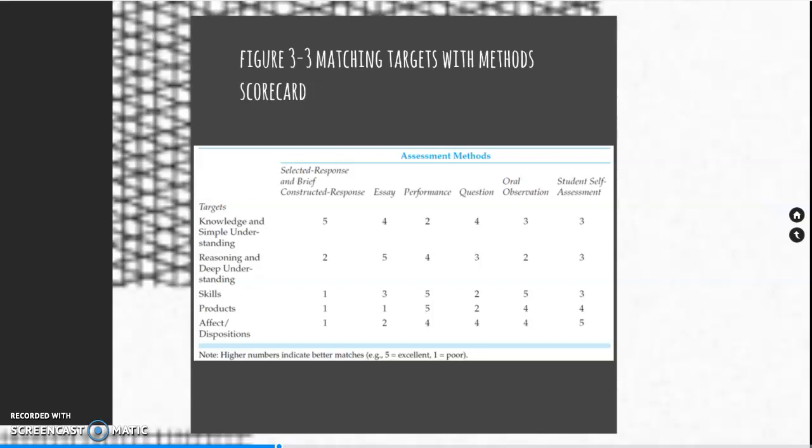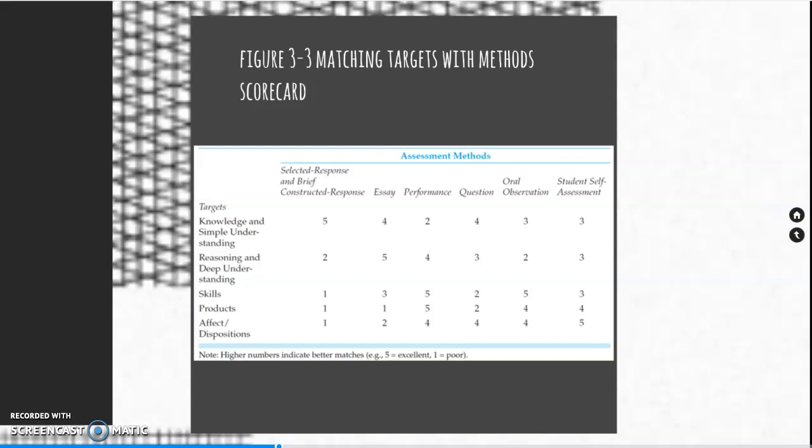Figure 3.3 represents the matching targets with methods scorecard. This figure summarizes the relative strengths of different methods for measuring different targets. Notice that the same types of targets can be assessed very well by several methods. This is good for providing more flexibility in the assessments you use. It's always good to use a variety of assessments, but it also means there is no simple formula or one correct method. The scorecard gives you general guidelines about how well particular assessment methods measure each type of target.